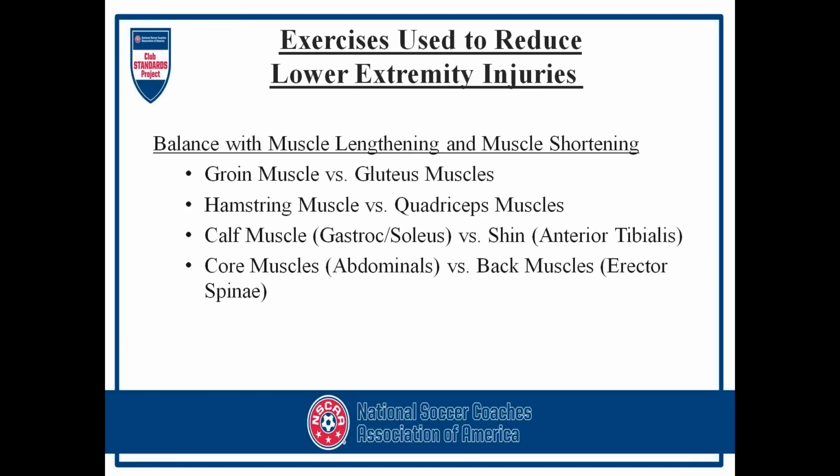Some of the other exercises used to reduce lower extremity injuries that we've looked at are about getting balance. We focus a lot on the quadriceps, and we do a lot with the groin when we're passing. We don't work a lot with the gluteus muscles. We don't do a lot of back passes and side passes with the outside of the foot, so you tend to train the groin a lot. To offset that, you want to strengthen the glute muscles, and that's some basic sideline leg raises, or lying on your stomach and doing leg raises so you can focus on strengthening the glutes.